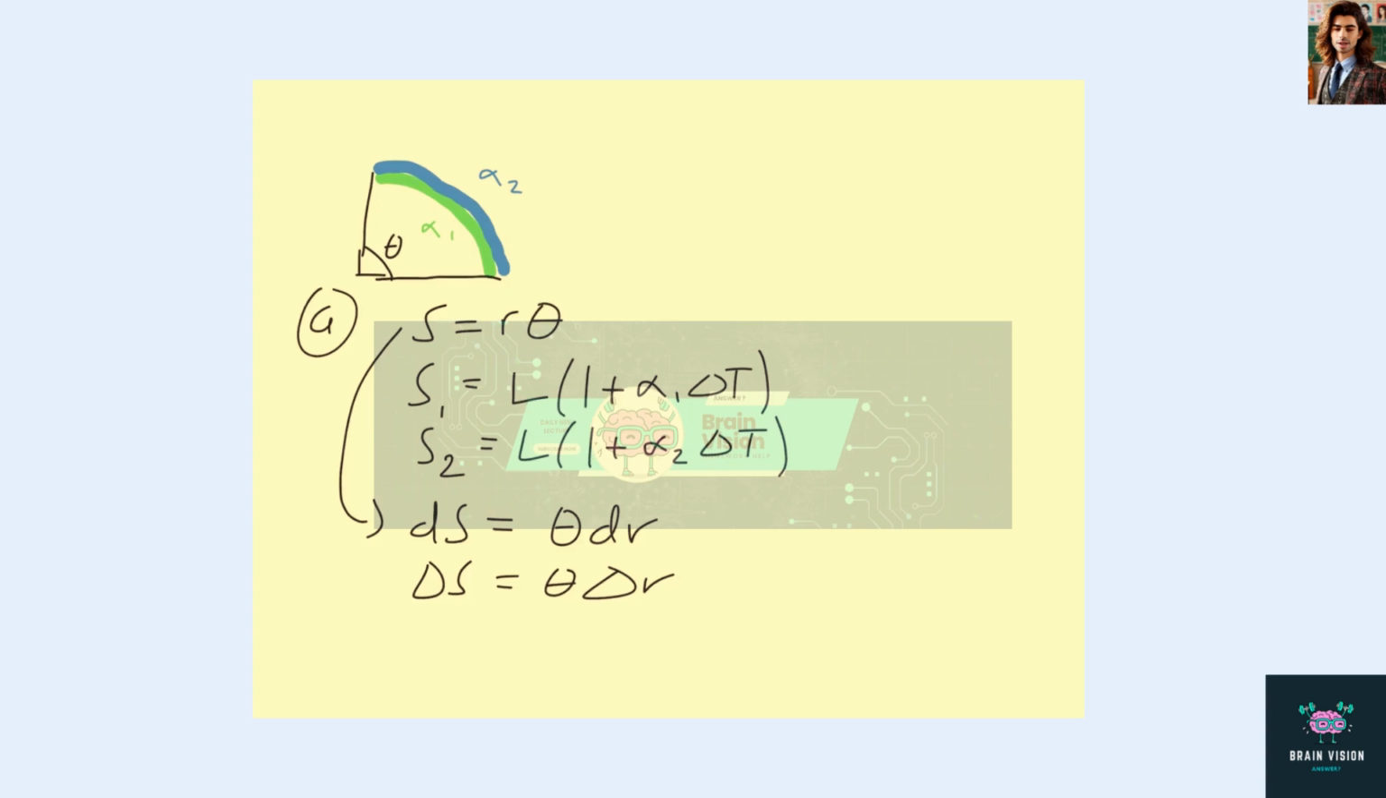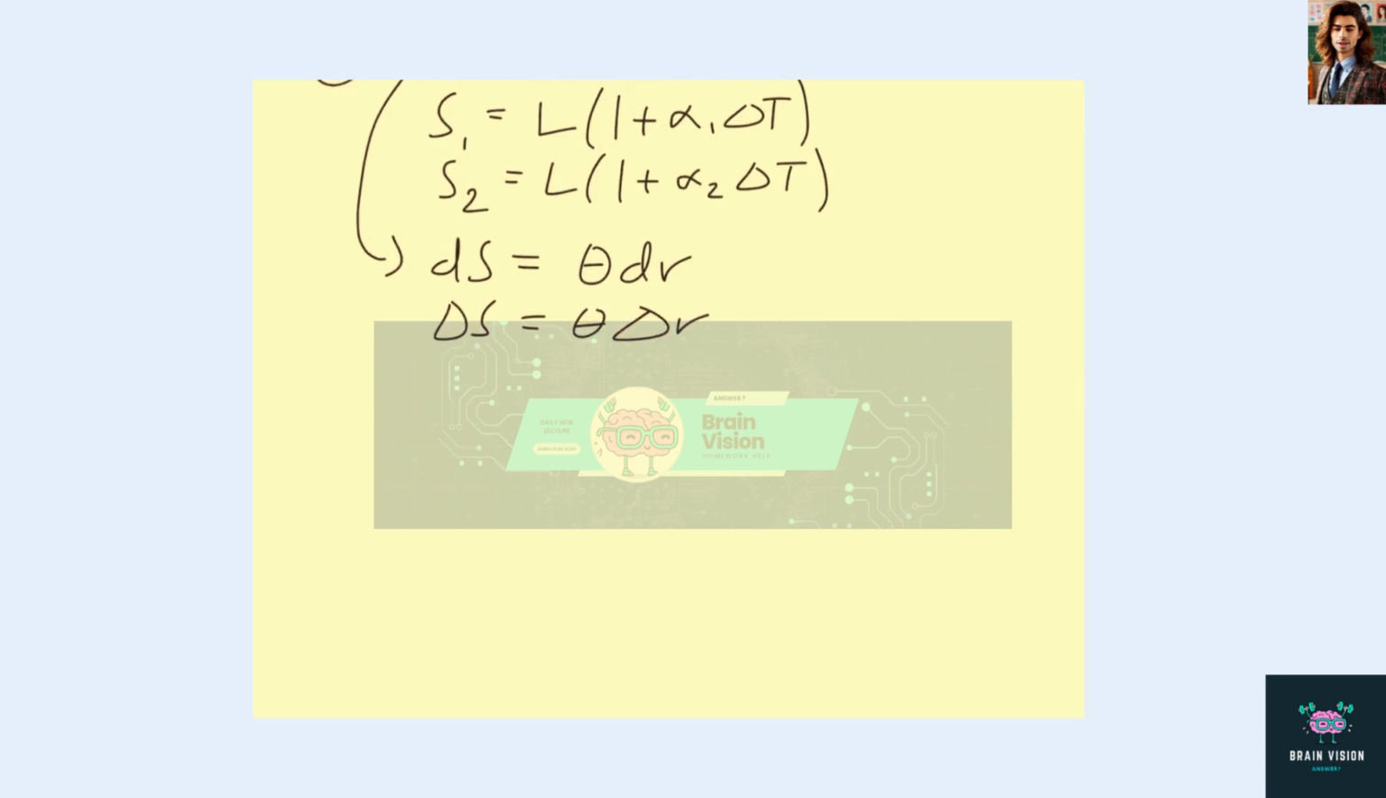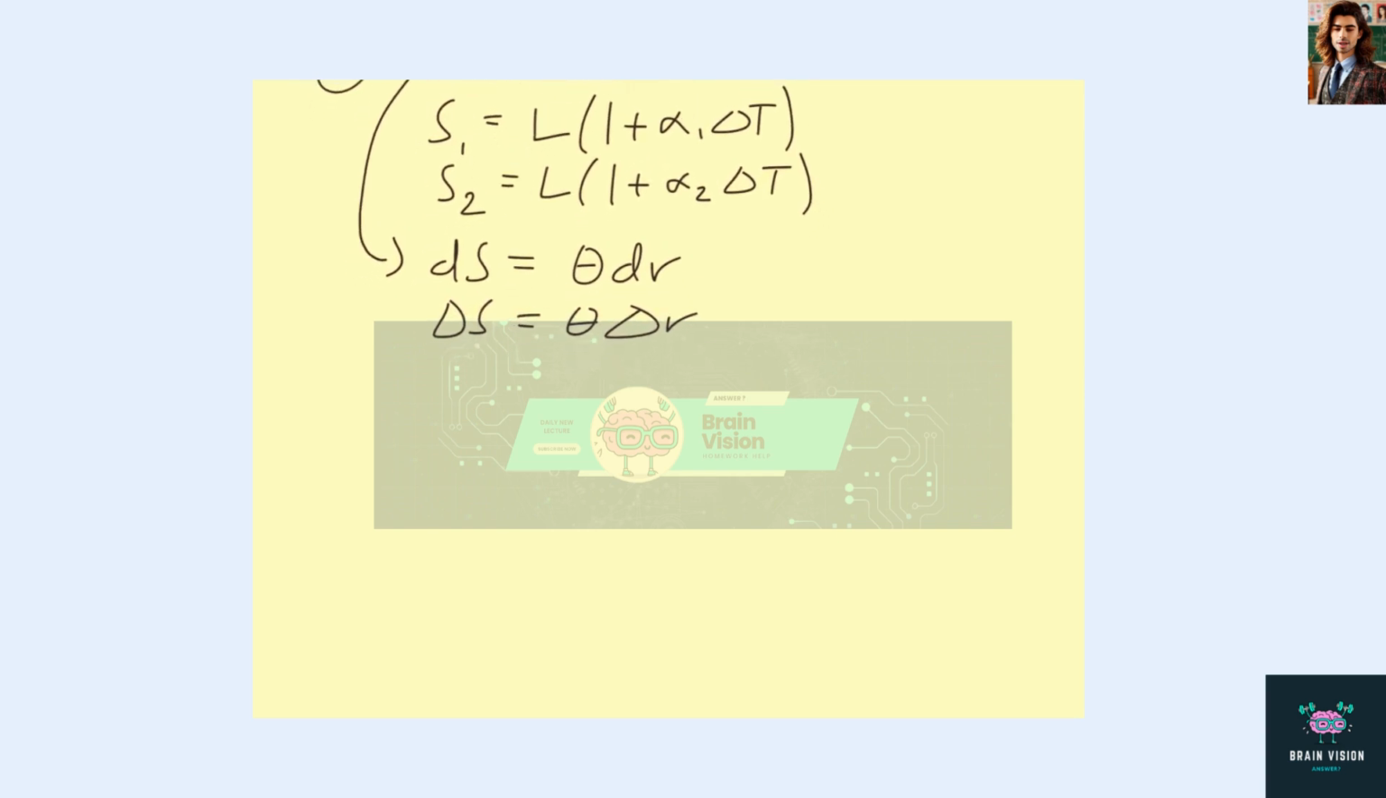Okay, so for delta s, let's scroll back up. Delta s, we can say, okay, let's try s2 minus s1 is going to be equal to theta delta r. Now delta r is r2 minus r1, but we're going to stick with that naming scheme based on the question. So we can just fill in our answers.